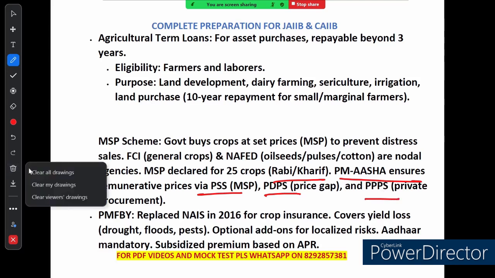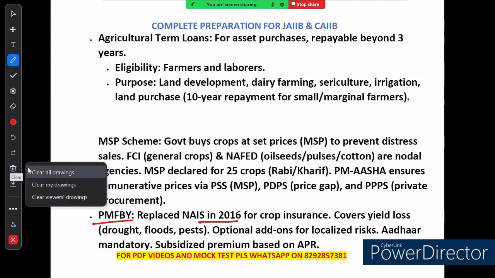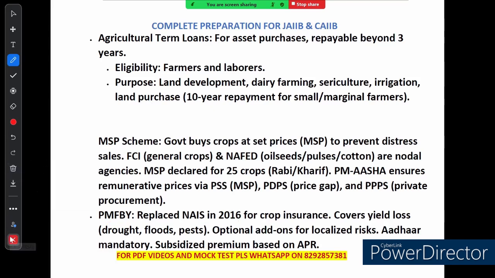Now there is something called PMFBY, that is the Pradhan Mantri Fasal Bima Yojana, which was a crop insurance scheme launched in 2016. It replaced the old crop insurance scheme. This is how farmers can protect their crops from disasters like drought, flood and pests.